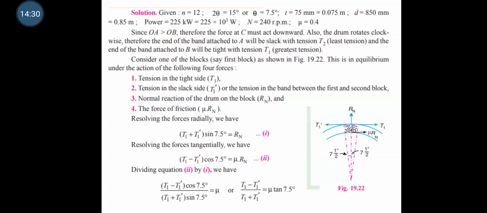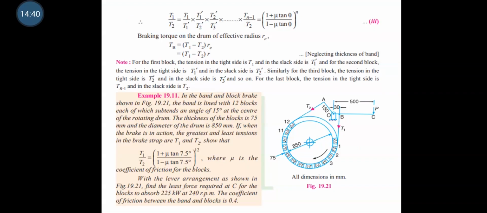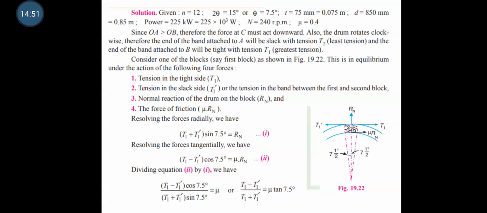You have to consider that since OA is greater than OB, therefore the force at C must act in the downward direction. OA, 150, is greater than OB, that is 30. So the force P acts in the downward direction. First you have to assure that.